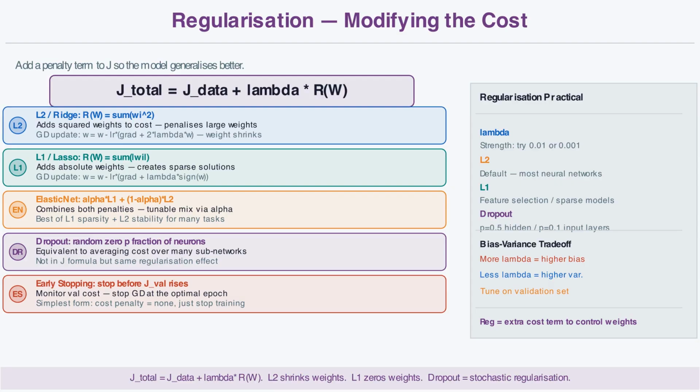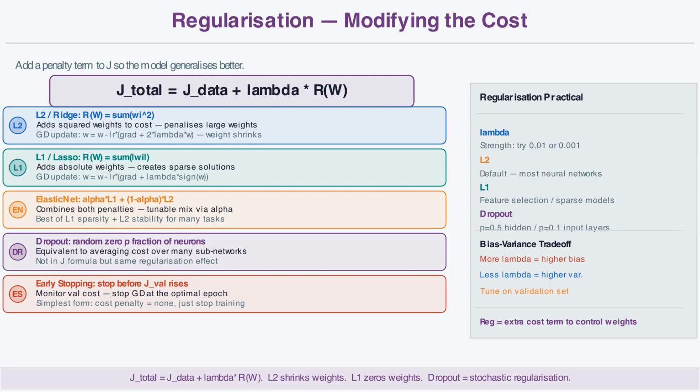L2 regularization, also called weight decay, sets R to the sum of all squared weights. Every weight is pushed toward zero at each gradient descent step. The effect is that no single weight grows very large, the model cannot rely too heavily on any one feature. Large networks trained with L2 stay controlled and generalize better.